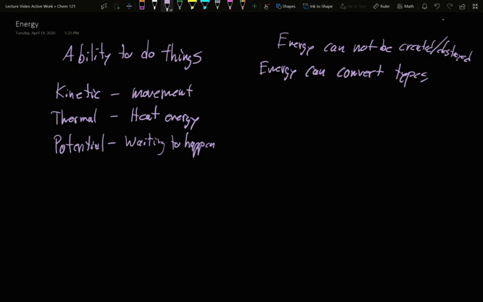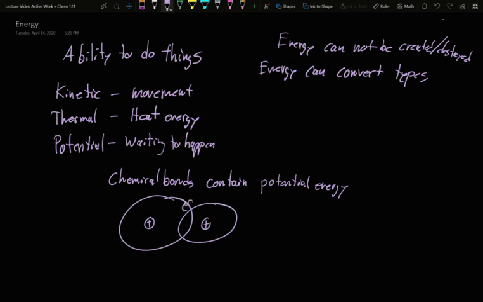And this is what's super important for chemistry. Potential energy, well, chemical bonds contain potential energy. What's going on with that? Think about how a bond works. I've got, let's say, some hydrogens here. And they've got their orbitals overlapping, so there's some electrons. Those positives are attracted to those negatives.